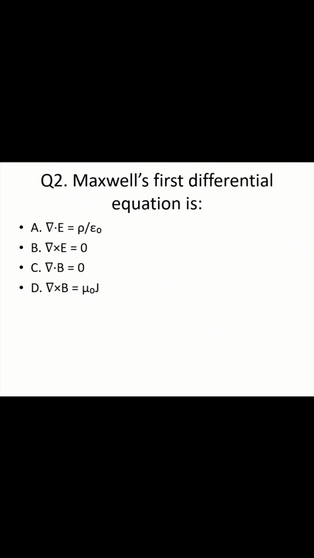Coming to the second question, Maxwell's first differential equation is option number A, divergence of E is equal to rho by epsilon naught, curl of E is equal to 0, divergence of B is equal to 0 and curl of B is equal to mu naught J. So the correct answer is option number A. Divergence of E vector is equal to rho by epsilon naught.